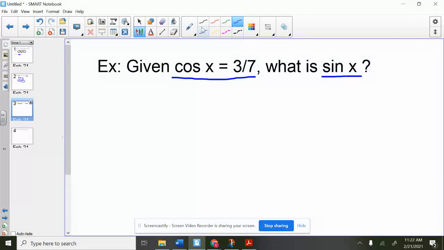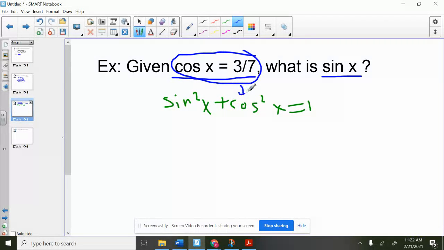So I'm going to use that one here. Given this, I know that in this case, sine squared of x, it doesn't matter what your variable is, plus cosine squared equals 1. And I'm going to plug in what I know. Well, I know that cosine equals this, so this is going to go in here. It's worth mentioning that if I say cosine squared, that's the same thing as taking your cosine of x and then squaring it.